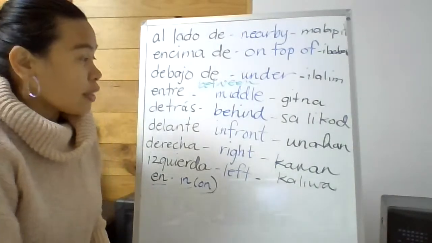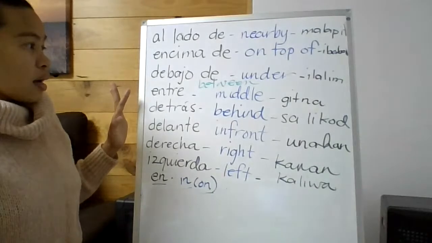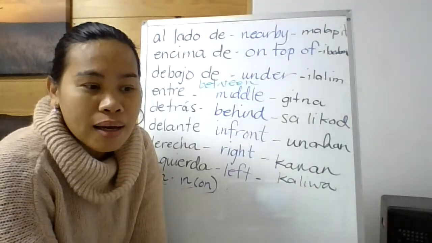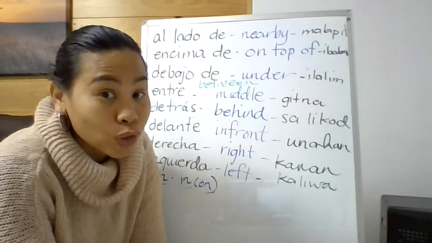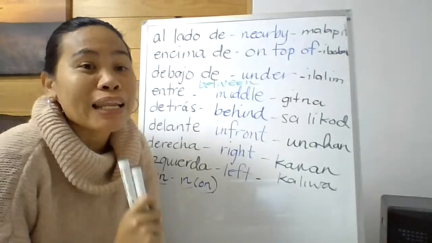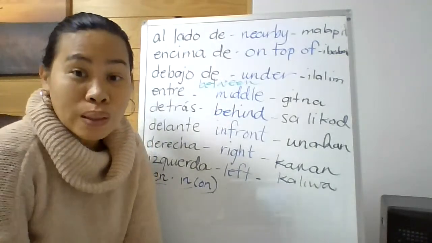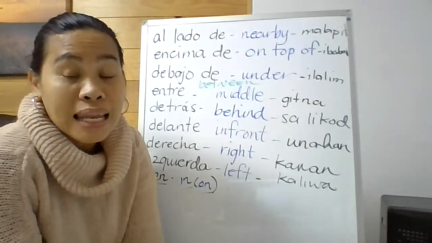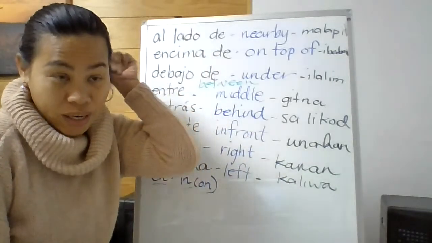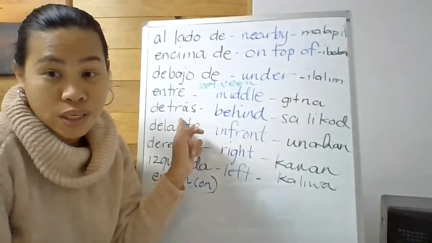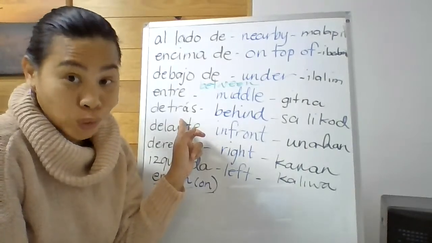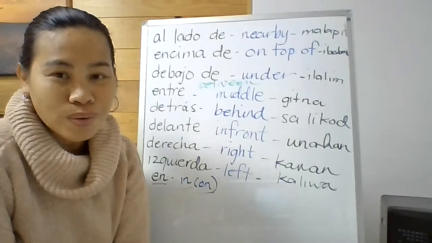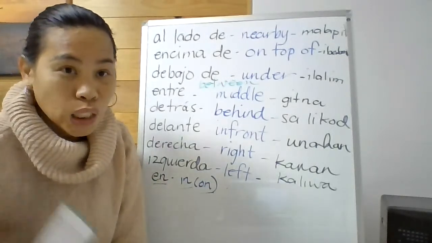Okay. So, next. De atrás. Mira, for example, mira la foto de atrás tuyo. Like, mira la foto de atrás tuyo. No? Look at the picture behind you. Tingnan mo ang larawan sa iyong likuran. So, that's how you use it in the sentence. Mira la foto de atrás tuya. So, look at the picture behind you.